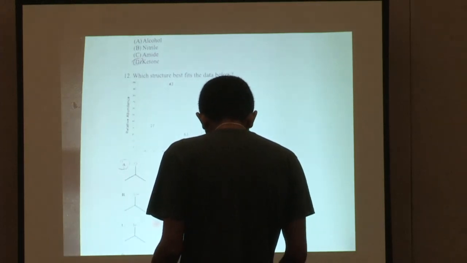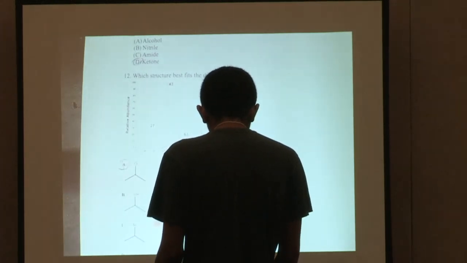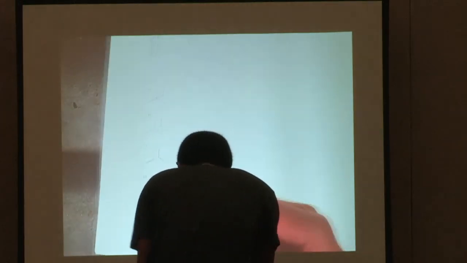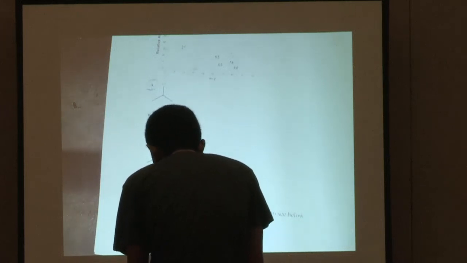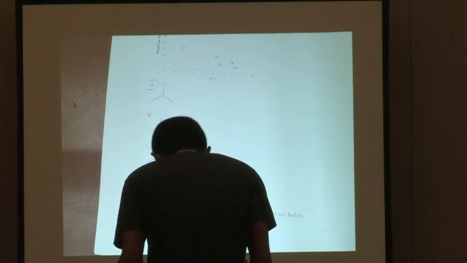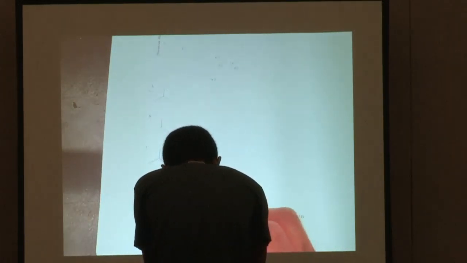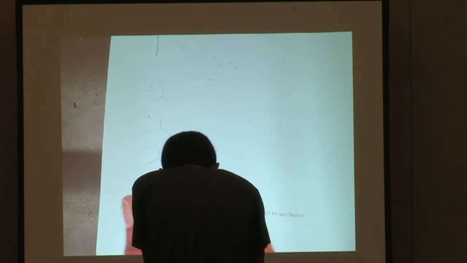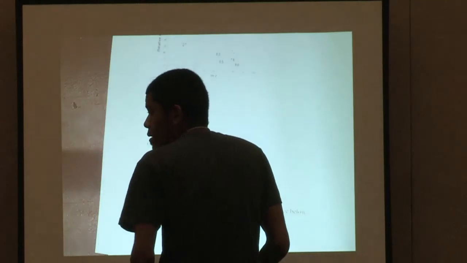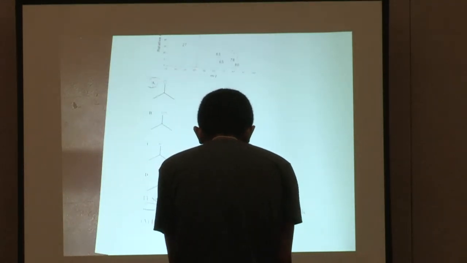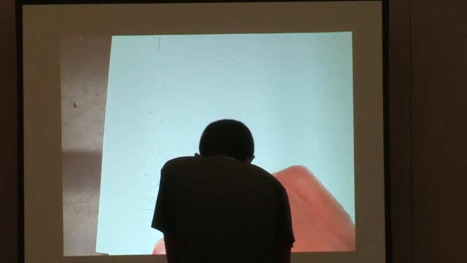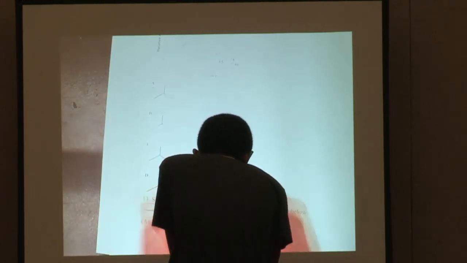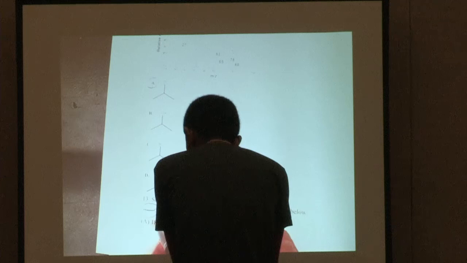So number 13 is select the absorption bands you would expect to see below. Just looking at this, so which one are you going to say is 3,300 out of the two things showing? These. All right, so carboxylic acid will have 3,300. And then this is an sp hybridized CH.